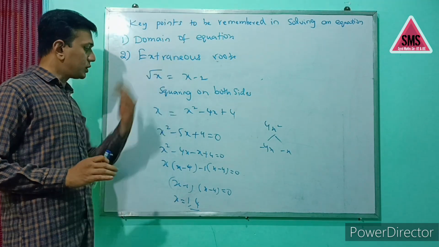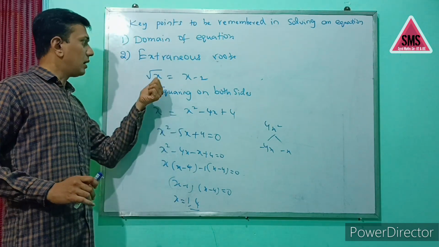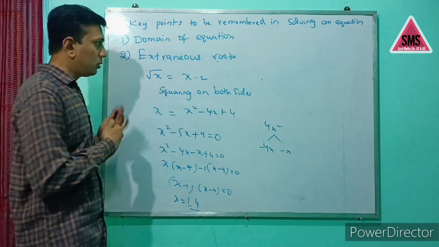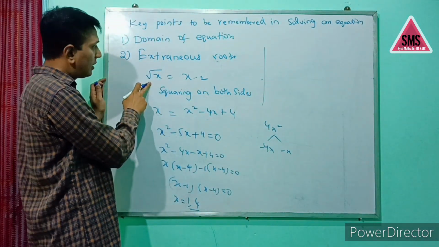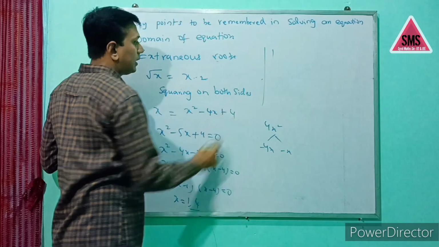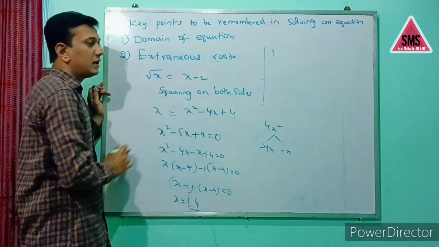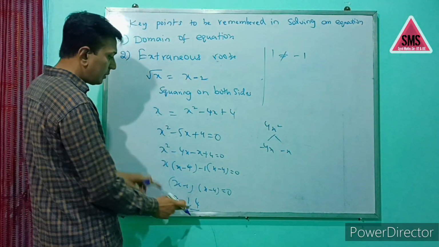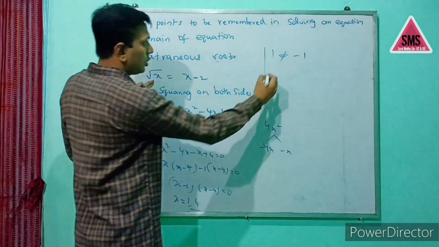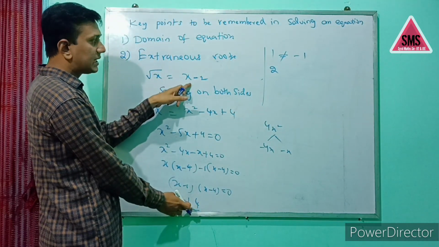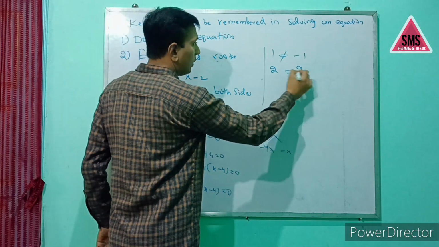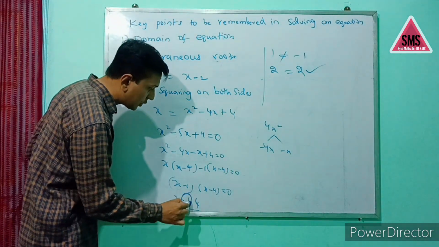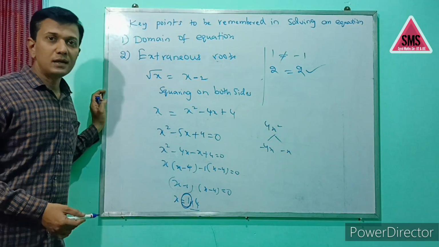Now coming back to the question, if x equals 1, is it satisfying the condition? No. How? What is on the left hand side? Square root of 1, which is 1. Here, 1 minus 2 is minus 1. Are they equal? They are not equal. Now if we substitute x equals 4, square root of 4 is 2. On the right hand side I have 4 minus 2, which is 2. Are they equal? Yes, they are equal. That means only one root is satisfying. So this is the extra root I got. That is the concept of extraneous roots.